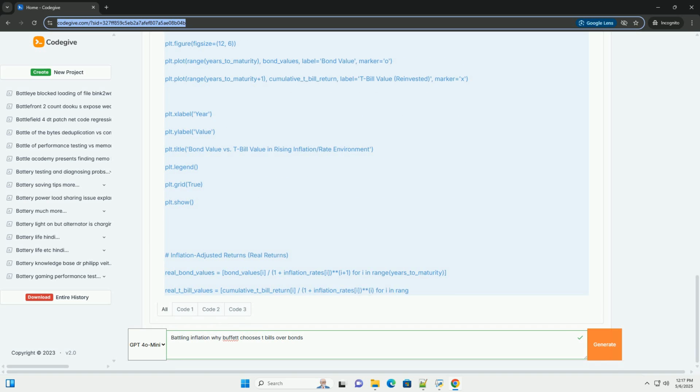This Python code demonstrates the potential impact of inflation and rising interest rates on bonds compared to T-bills.